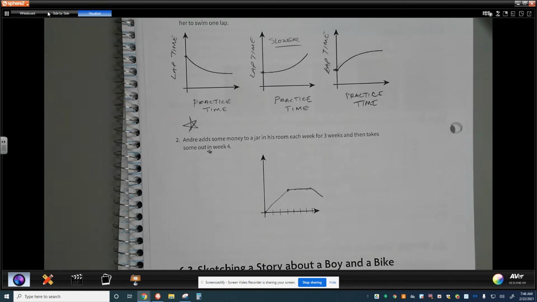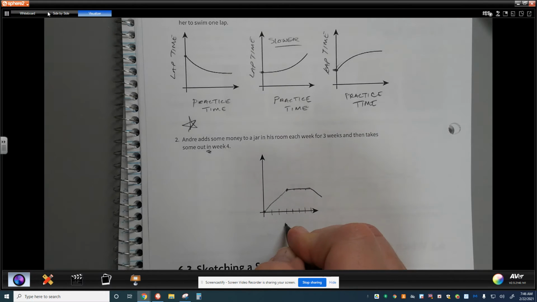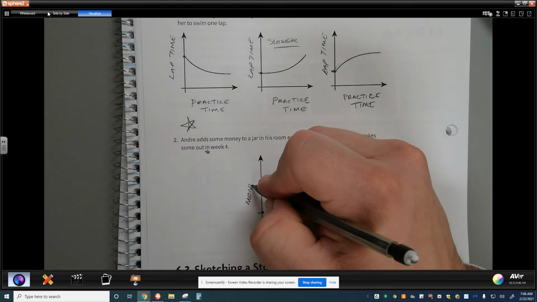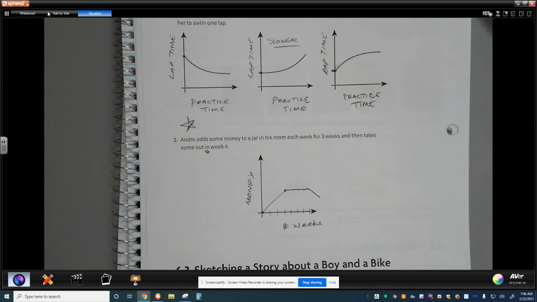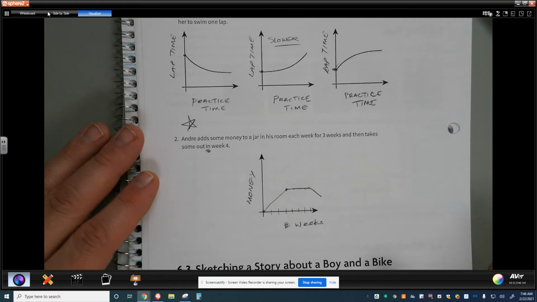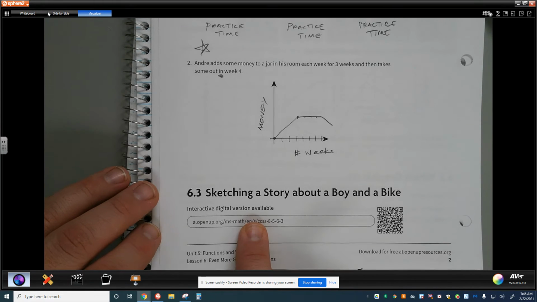So what we'd have to look at with this is something like number of weeks, and then we would have to look at money that's actually in the jar. So that's really what we're looking at with these and trying to figure out how different pieces add in and how different pieces add up. The next one, you actually get the opportunity to kind of play around with it.